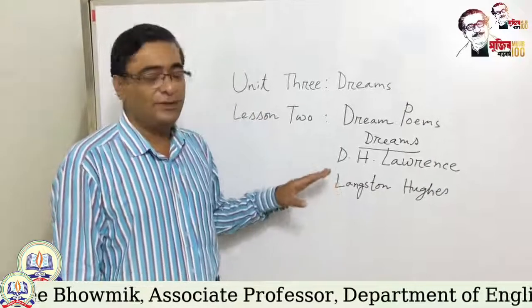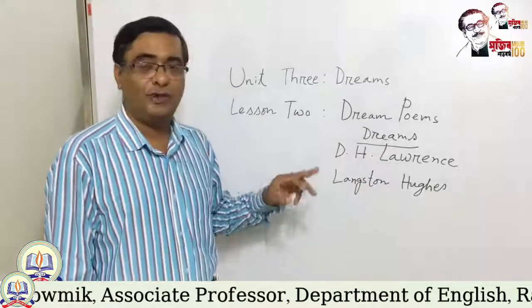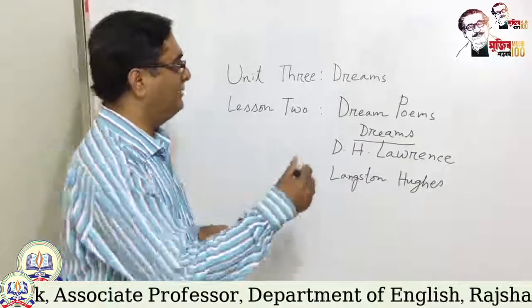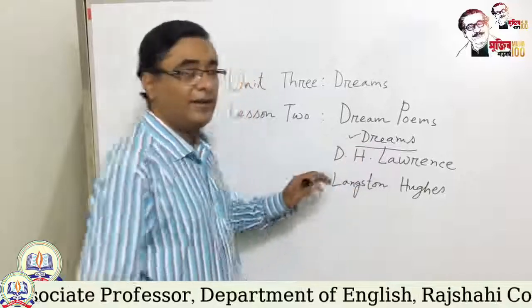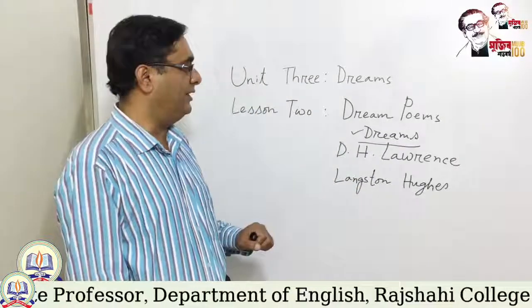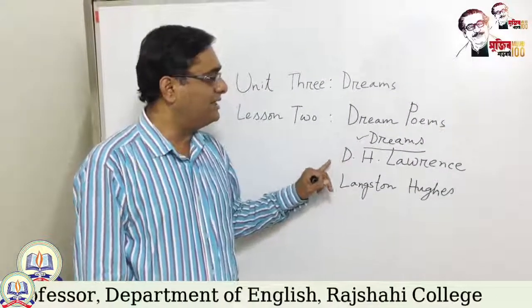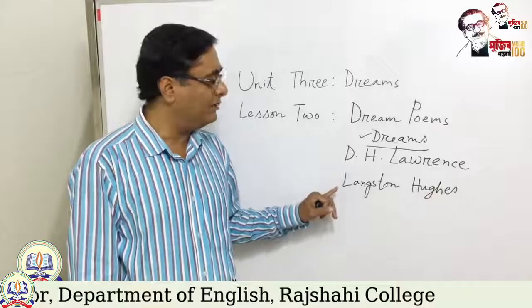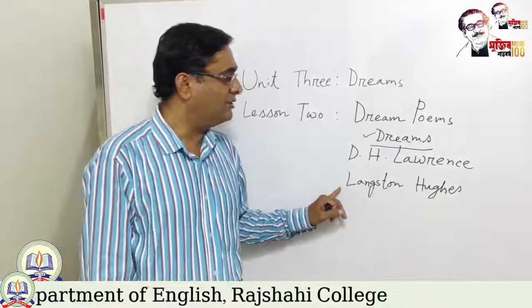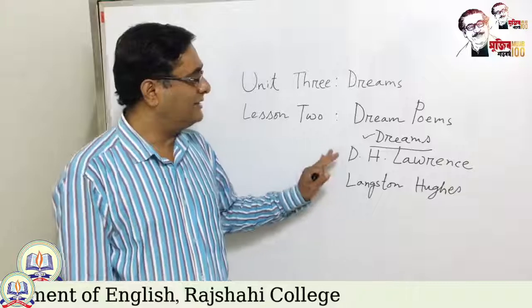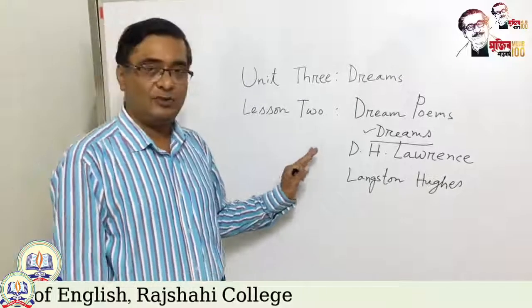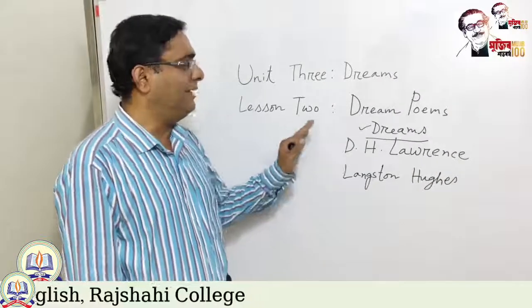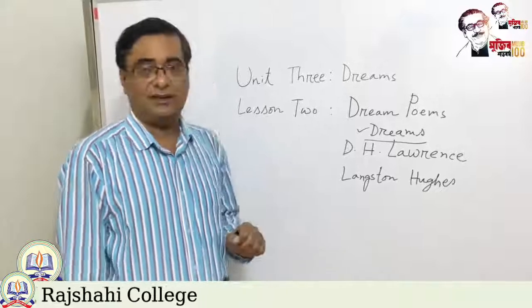And the title of the 2 poems is the same. The title is basically Dreams. So the title of both the poems is Dreams, and one of the poems is written by D.H. Lawrence and the other poem is written by Langston Hughes. So these 2 poems composed by these 2 poets are basically the main concern of our today's class.